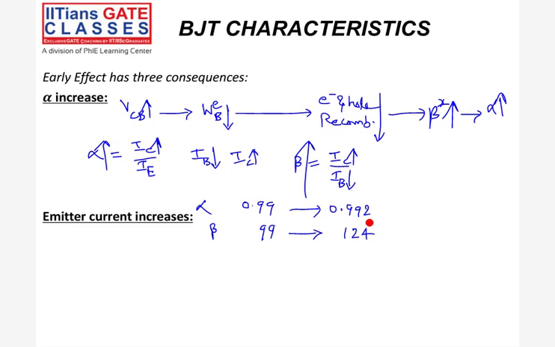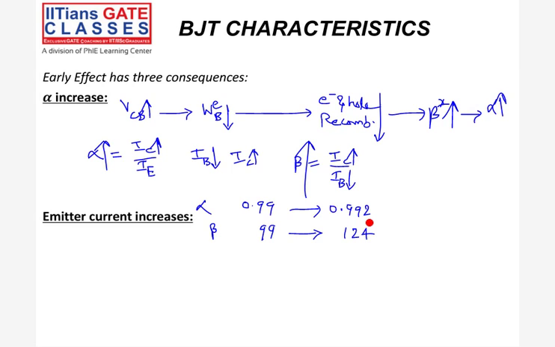So that is the thing happening inside. There is a small change in alpha, there is a small change in VCB, and we got a large change in beta. So we got amplification, more amplification in the output. So that is the thing happening here. Now I think it is clear that alpha increases. How it increases, that we understood here.